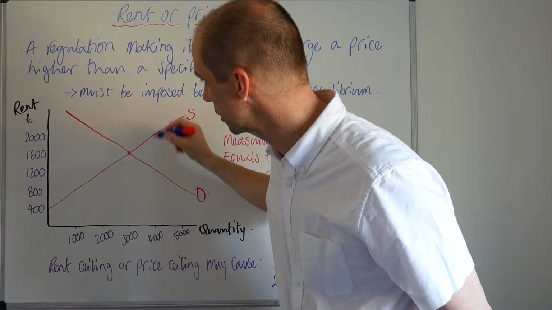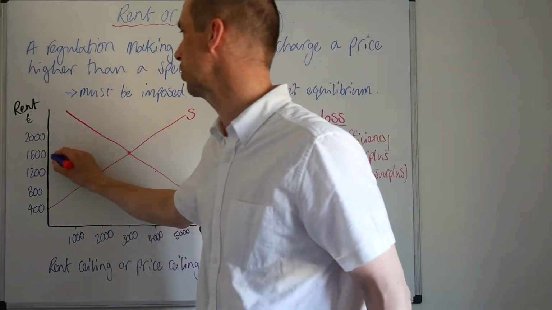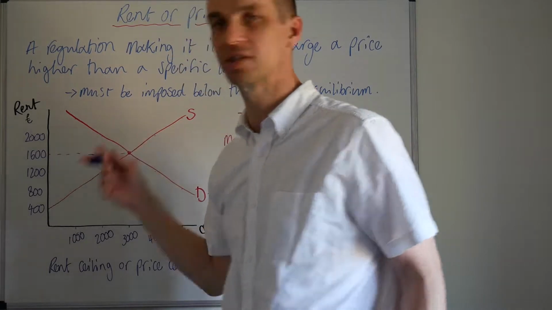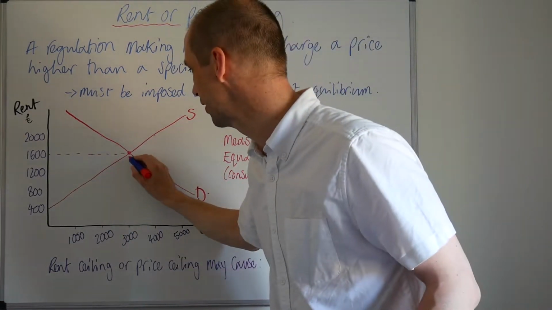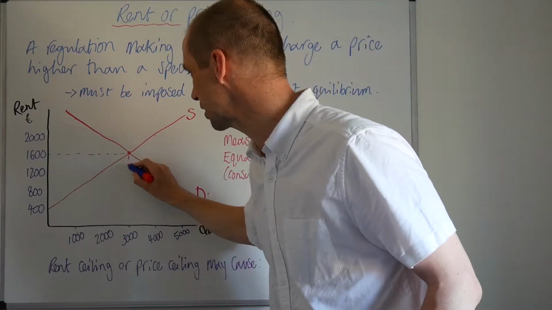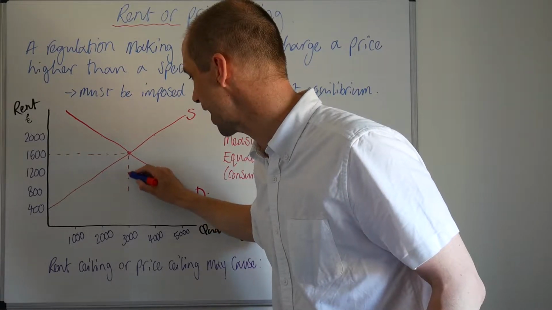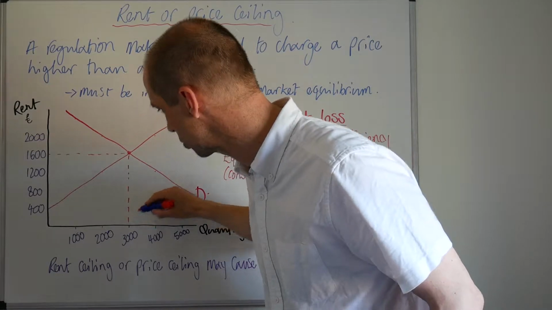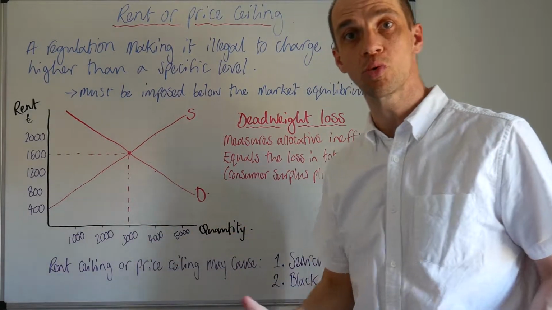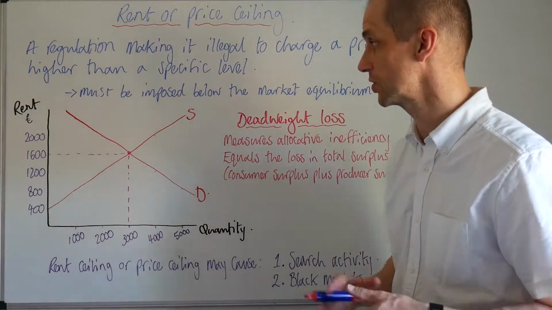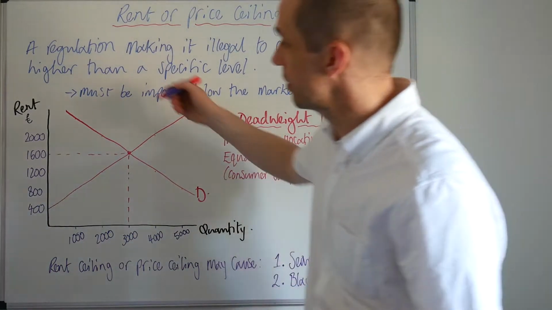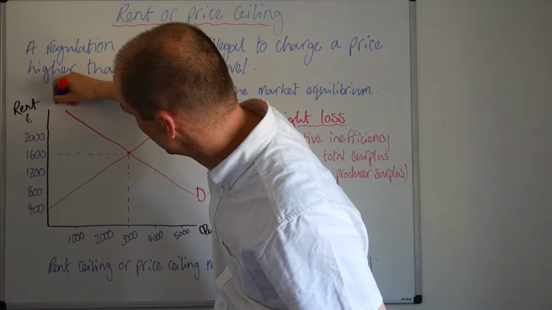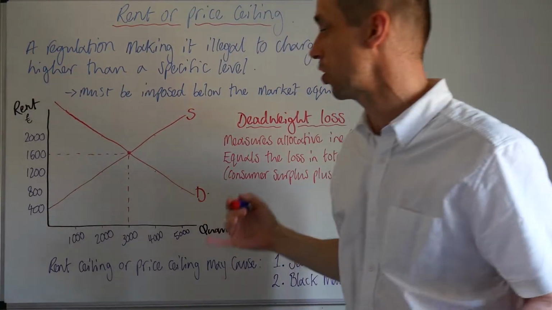We can see the allocatively efficient level of output. Perhaps this is the rental market in London, and we can see the equilibrium rent is £1,600. At that level of rent in a particular area, we can see that the quantity demanded is 3,000 rental properties. So we've got that information, which is very useful to understand what's taking place in this market.